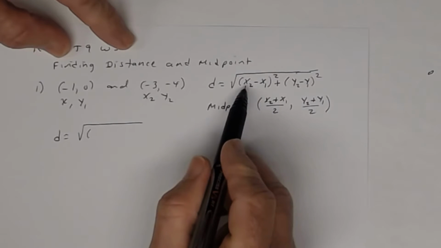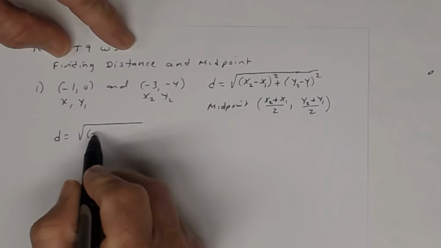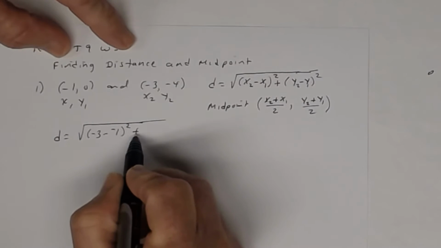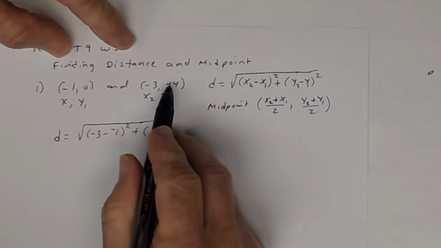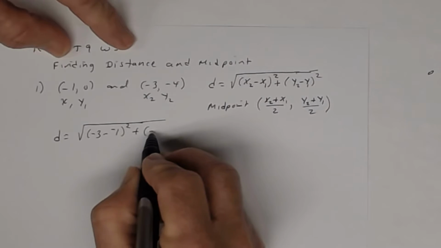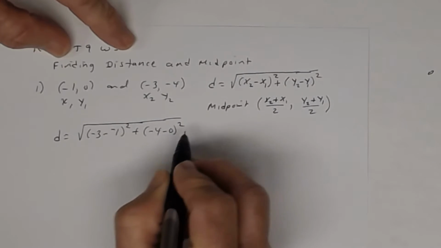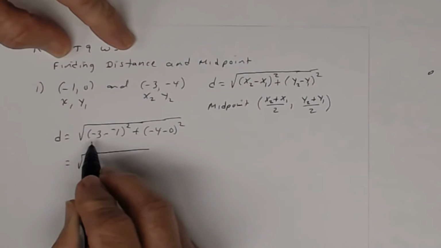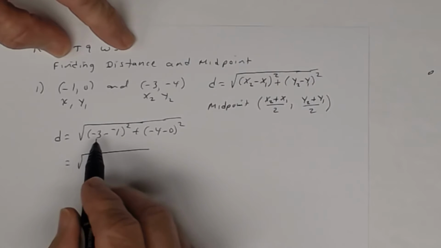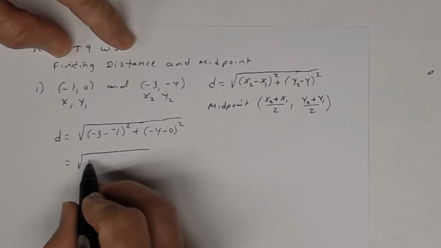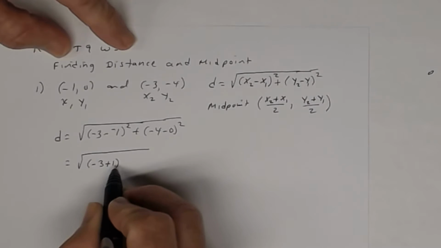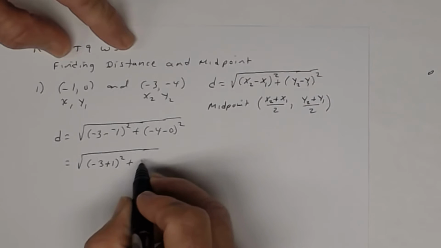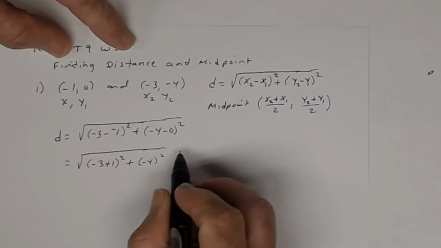So you're going to say in parentheses x2, which is negative 3, subtract x1, which is negative 1, squared, plus, and then do the same thing with the y coordinate. So negative 4 subtract 0, and that's being squared. So you have to show that. Then you have to also show at this point that you are simplifying what's inside the parentheses. So negative 3 subtract a negative 1 means negative 3 plus 1, squared, plus, and then over here that's negative 4 minus 0, which is negative 4, squared.